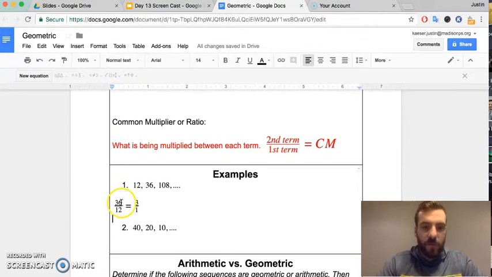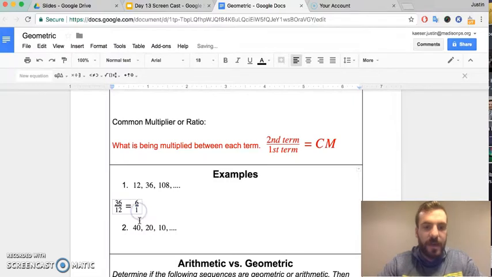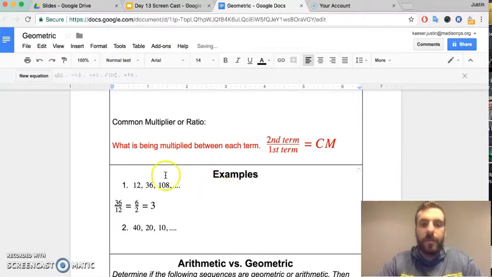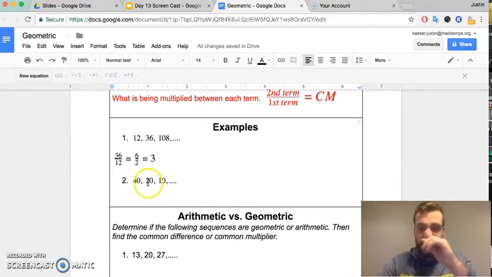How many times does 12 go into 36? 3 times. Or you could have done 6. How many times does 6 go into 36? Well, 6 times. How many times does 6 go into 12? Well, that's 2. And 6 divided by 2 is 3. So our common multiplier, that's all I want you to find for these examples. What is the common multiplier? So go ahead, pause the video, and try number 2.